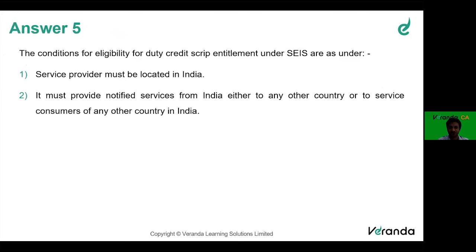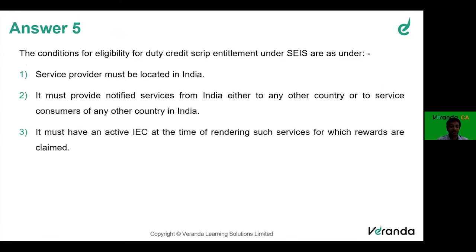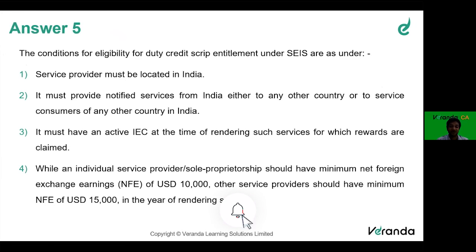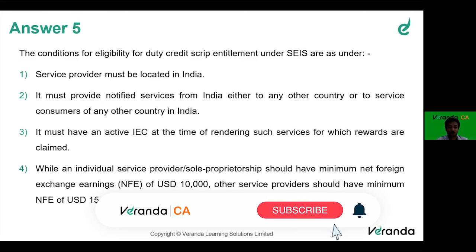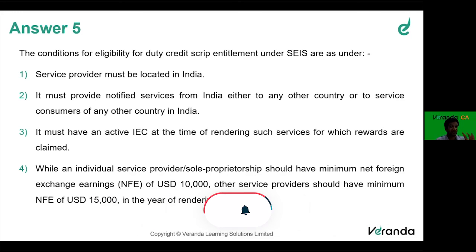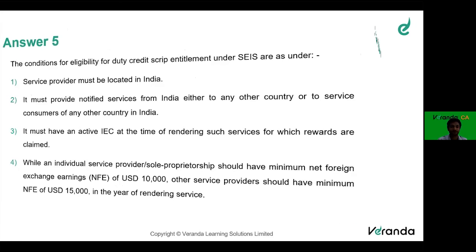As we discussed in the first case, before we come to the provisions, basically to be entitled to SEIS scrips, the service provider must be in India. It must provide only notified services. It must have an active IEC number. And an individual service provider or sole proprietorship should have a minimum net foreign exchange of $10,000, and other service providers should have a minimum of $15,000. So these are the basic provisions. If you get a question, please write these basic provisions and then analyze and conclude the answer.